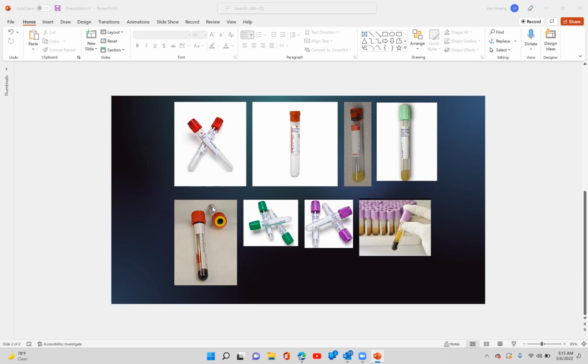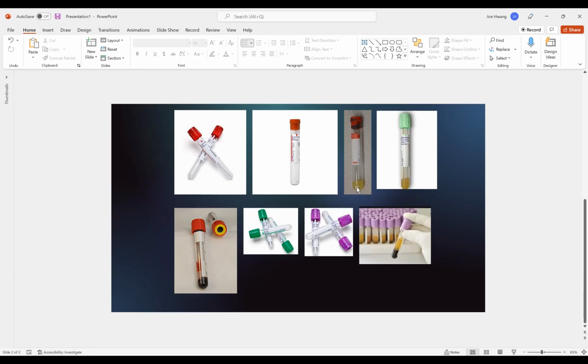Does only one have a gel barrier in it? Both the red, yellow, and the tiger top have gel barriers. This one's already spun down, but yes, that one has a gel barrier and that one doesn't. So good. That's the main thing, that these have the gel barrier and these don't. So pay attention when the Quest or LabCorp site says no gel barrier serum, you have to use a red top or a serum tube that does not have a gel barrier.